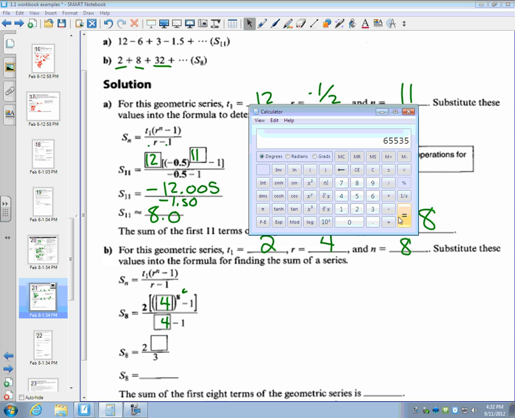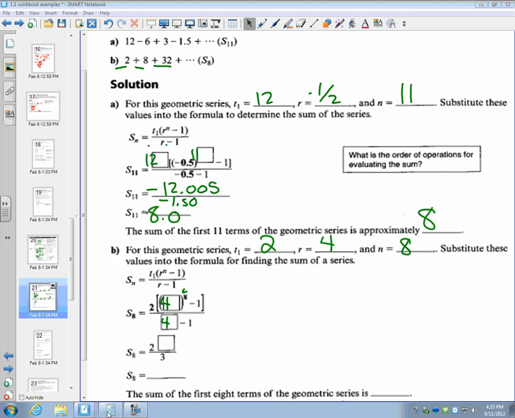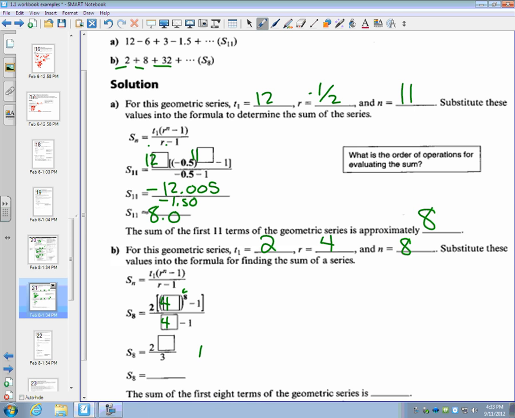Okay, I need to times that by 2. And then I need to divide by 3. So my answer is 43,690. That seems huge, but let's think about this. 2 plus 8 plus 32. I keep doubling, and I'm going to keep doubling 8 times. That does make sense.